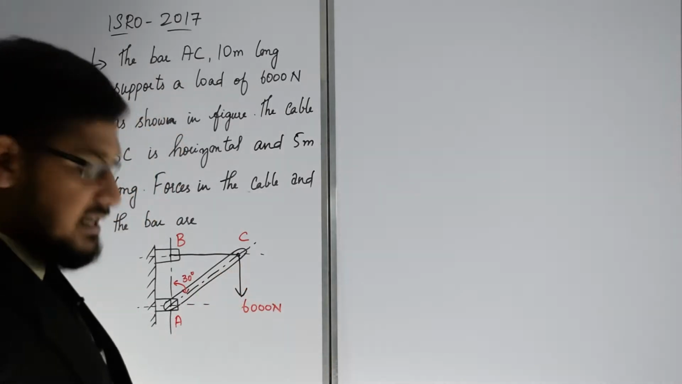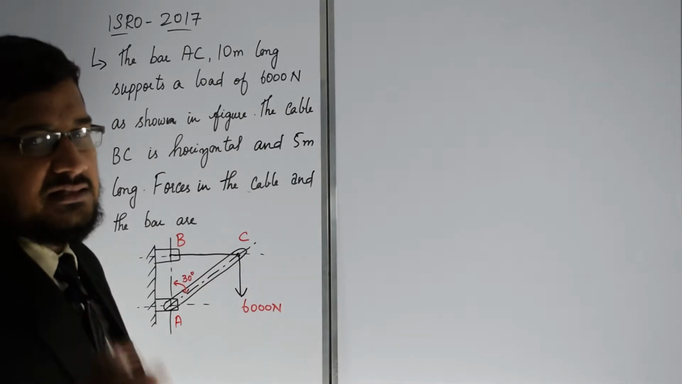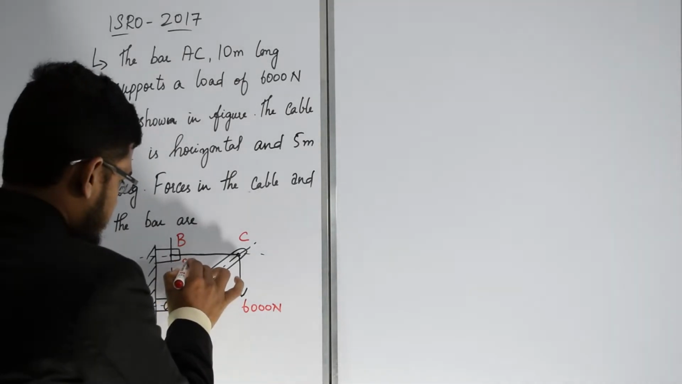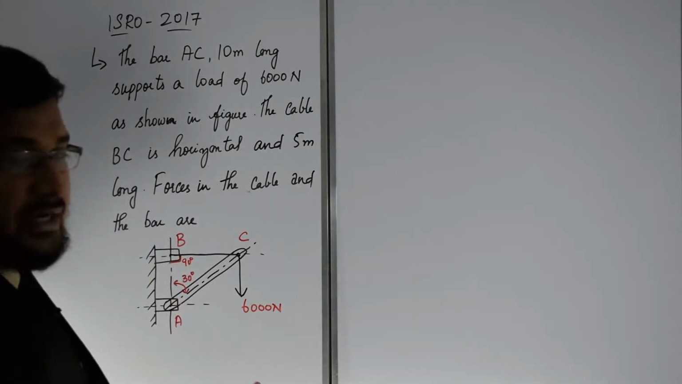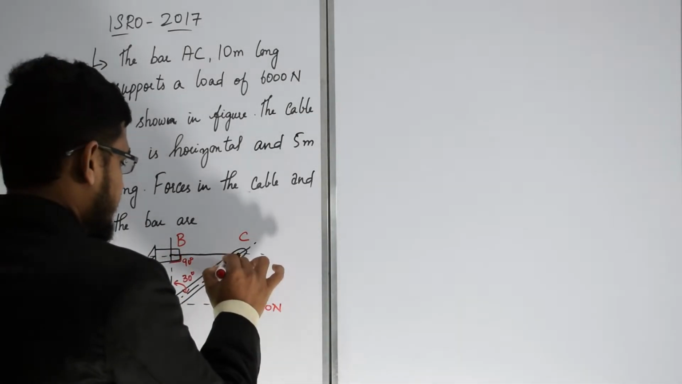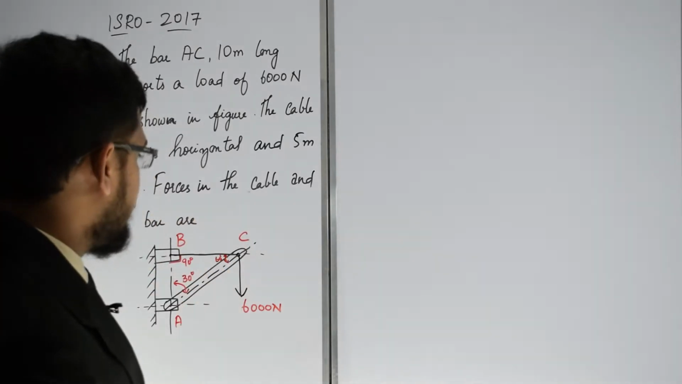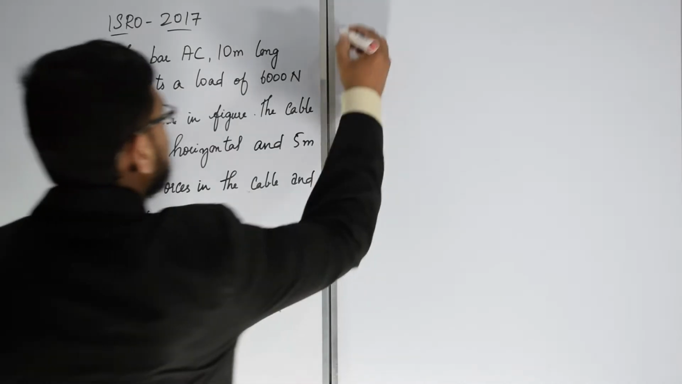Before applying Lami's theorem, we need to know the angles. So we all know the angles in a triangle sum to 180 degrees. Here we have got 90 degrees over here. So 90 plus 30 is 120. The remaining angle is going to be 60 degrees. So very well, we can apply Lami's theorem to point C. So let's move ahead.